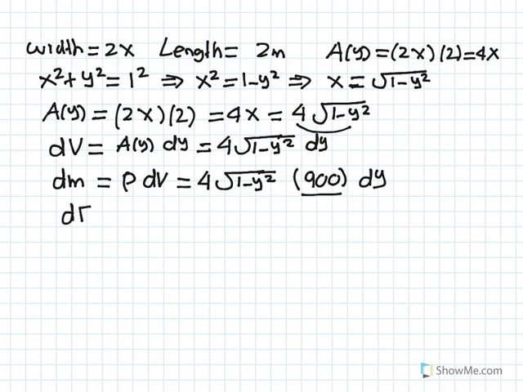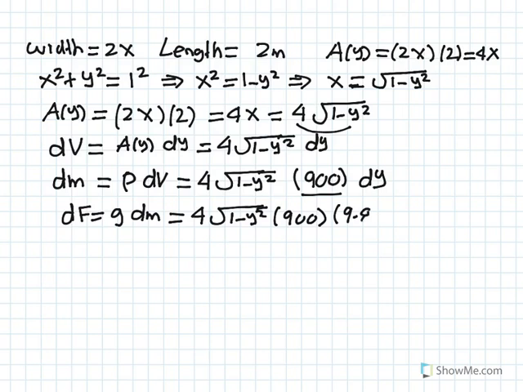The differential force is gravity times differential mass. So we get 4 root 1 minus y squared times 900 times 9.8. So let's break that down. Here's the cross-sectional slice A of y. Here's the density of oil, rho oil. And here's gravity times dy. So what does this represent? This is the force needed to overcome gravity acting on the mass of oil in this rectangular slice at height y.